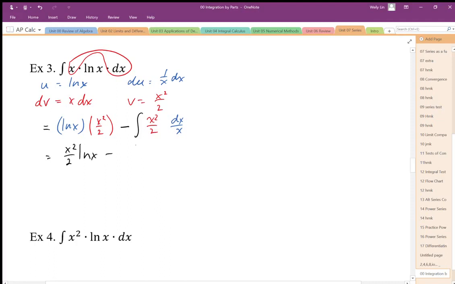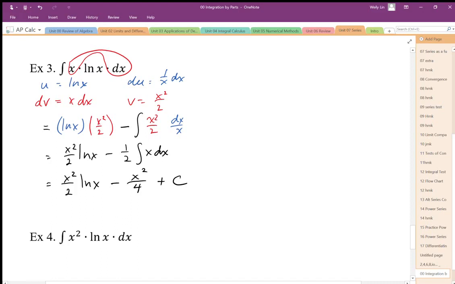Okay, so x's cancel out. I'm going to take that 1/2 out, and it's just going to be x dx. So there it is. I definitely can integrate this, so I can resolve that integral. It's going to be x squared over 2 log x minus x squared over 2 divided by 2, so x squared over 4, and don't forget the plus c because it's an indefinite integral. So there it is. The integral of x log x is going to be this expression here.